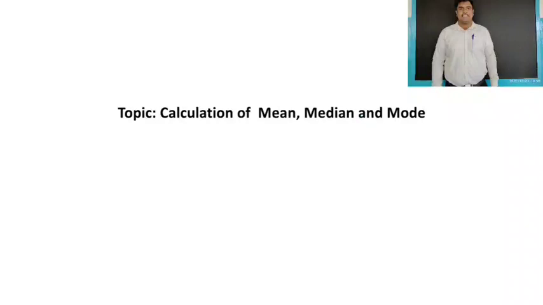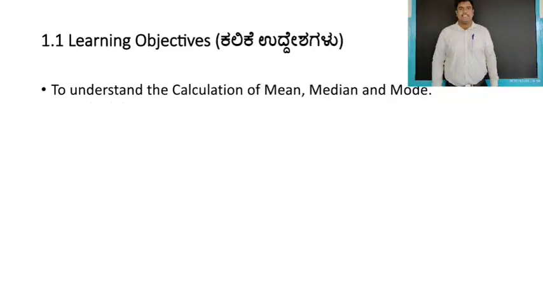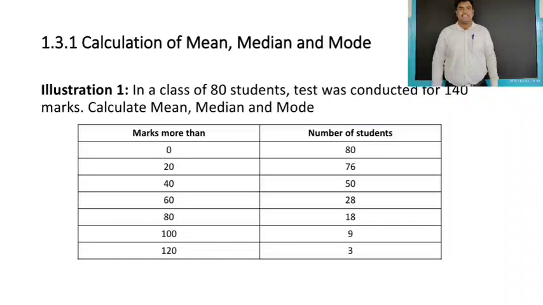In this session, we shall try to understand the calculation part of mean, median, and mode. The structure of the session is starting from learning objectives, followed by the session outcomes, calculation part, summary, and references. The objective of this session is to understand the calculation of mean, median, and mode. So the outcome would be the student will be able to understand how exactly the mean, median, and mode are calculated. So we shall straight away try to understand this illustration.